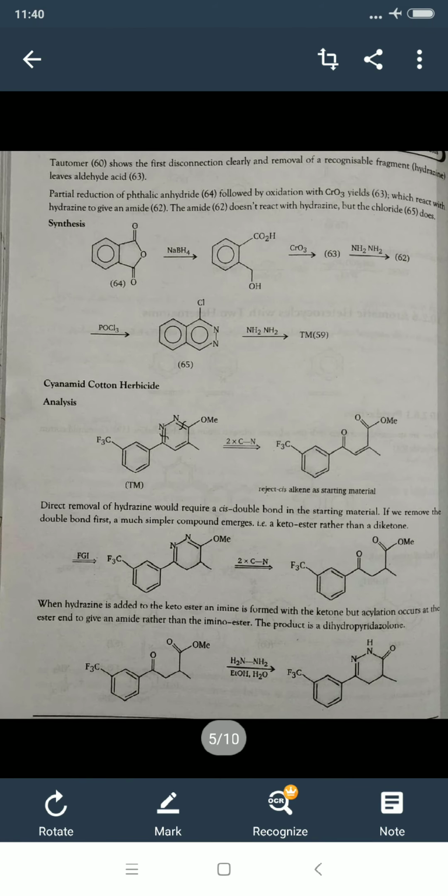So we will take the ketoester group. When hydrazine is added to the ketoester, an imine is formed with the ketone, but cyclization occurs at the ester end to give an amide rather than the amino ester. The product is a dihydropyridazinone. Dihydropyridazinone. Here you have saturation, no double bond here.